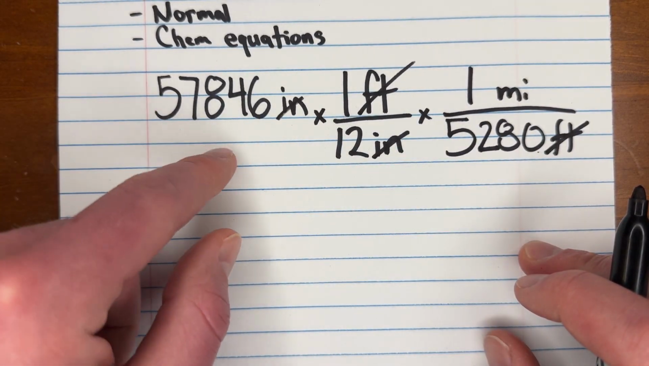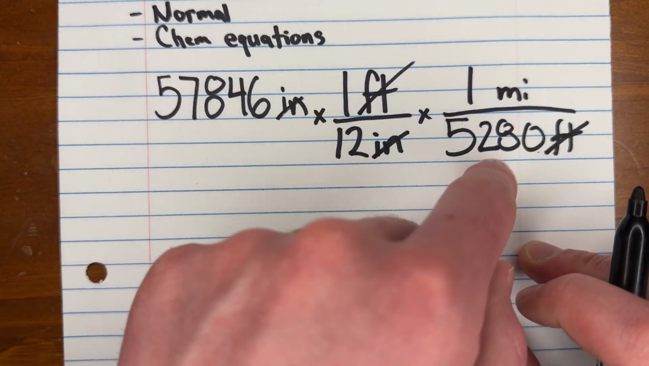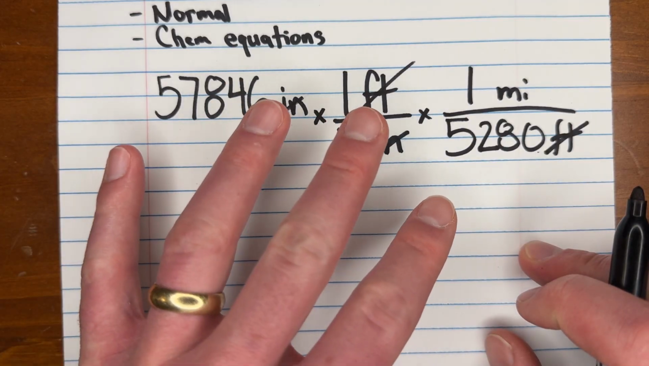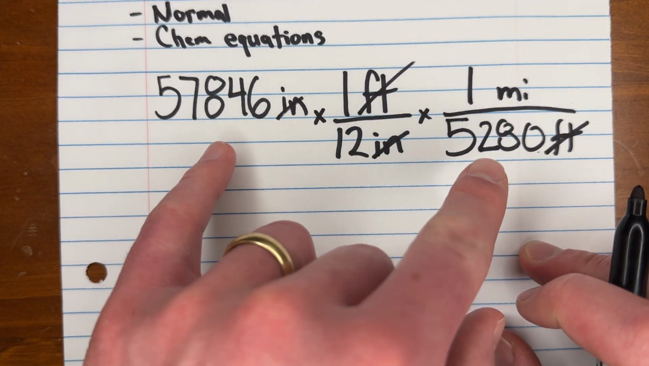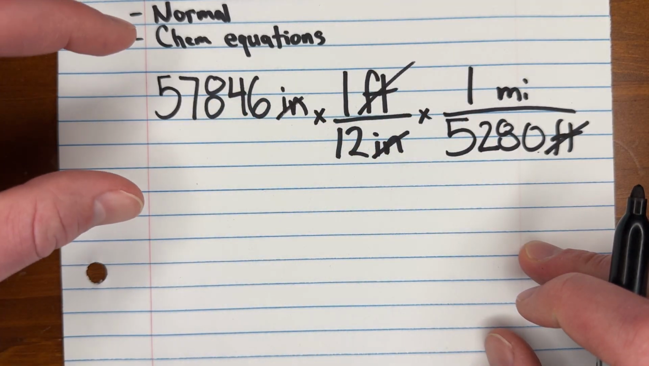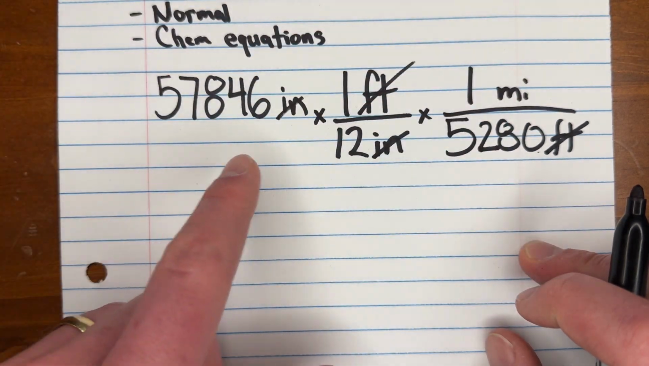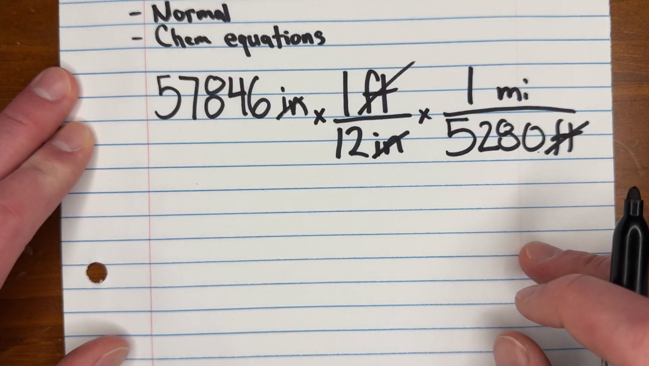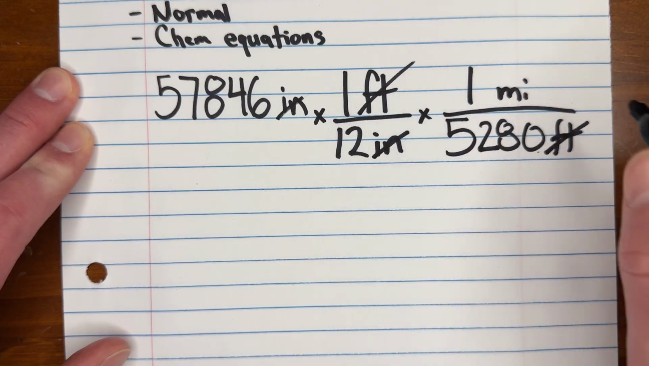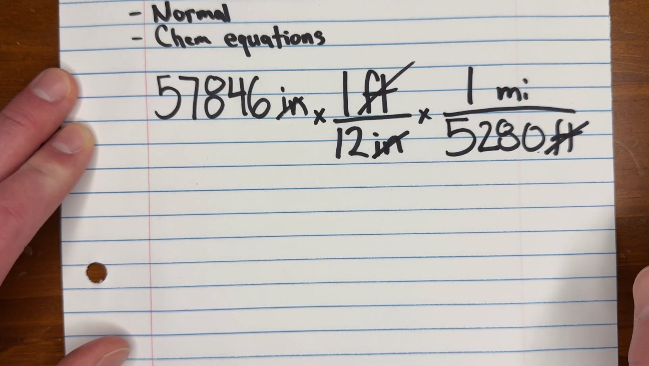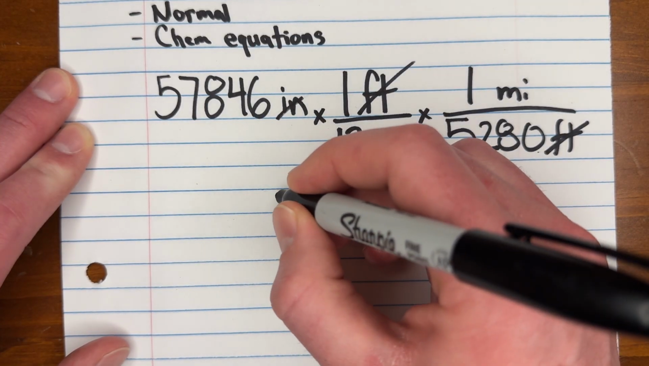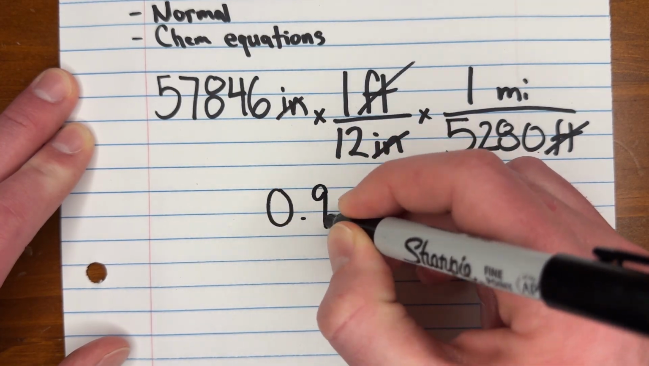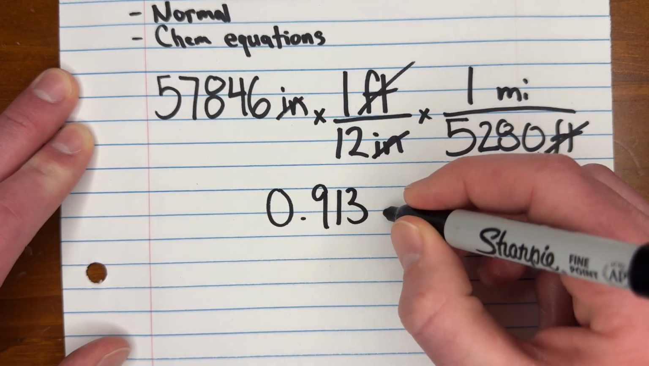So this is the same thing as this divided by 12 divided by 5280, but it will give your teacher the way that you've gone through this. So you can show your work, your teacher can see explicitly what you did, and you won't get the units wrong if you do it this way. So if you multiply that out, if you're following along with me, this is going to be about 0.913 miles, and you're good.